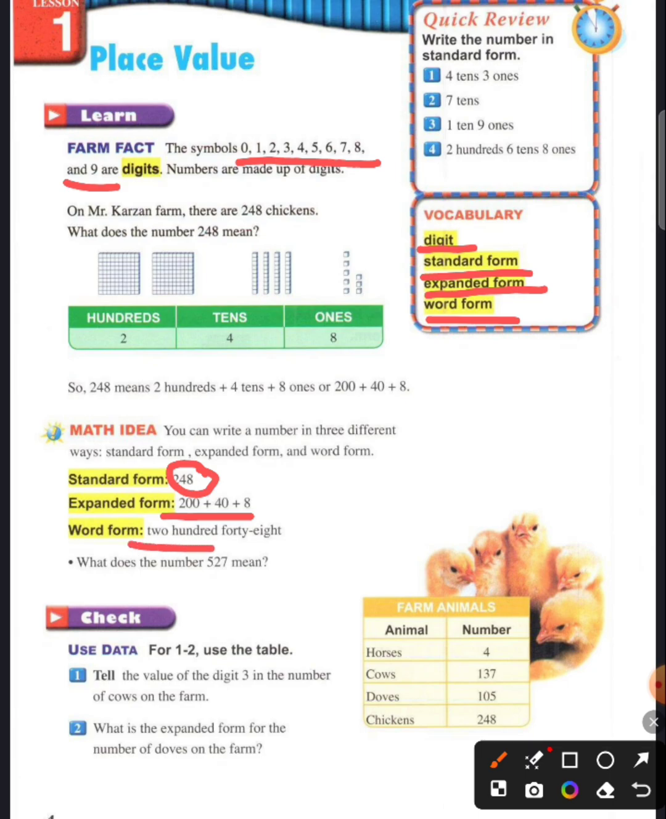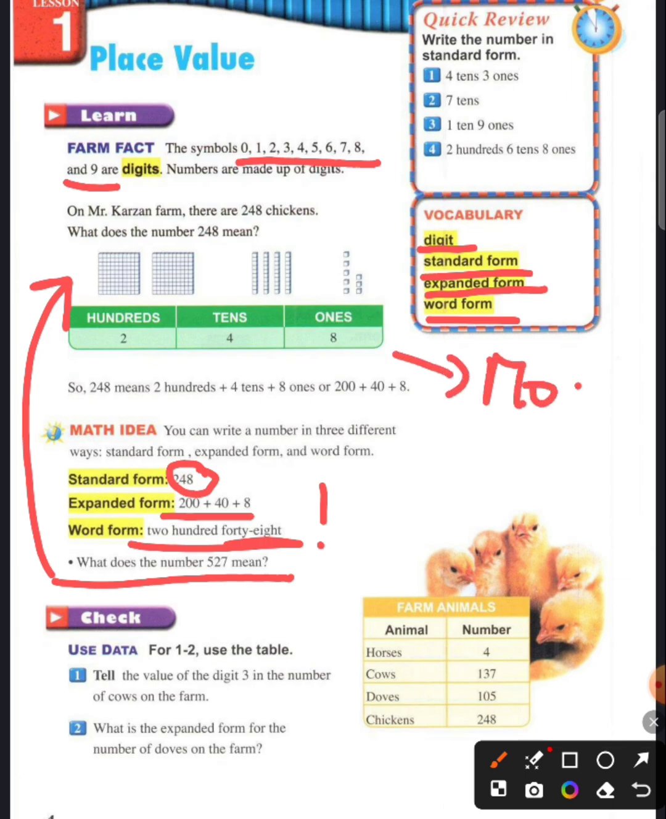And what about word form? Imagine it's how you speak, how you say this 248. If somebody asks you what this number means, you will explain something like this, how we saw with hundreds, tens, and ones. It's something like a model.